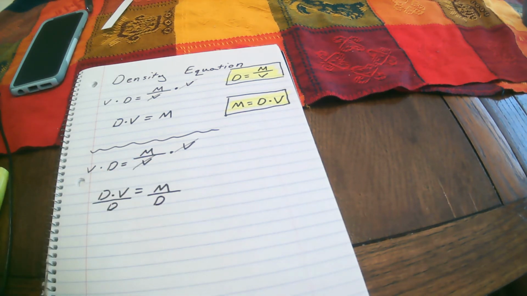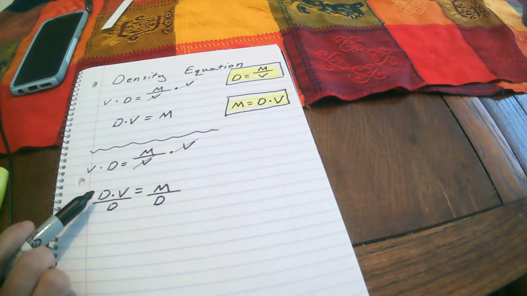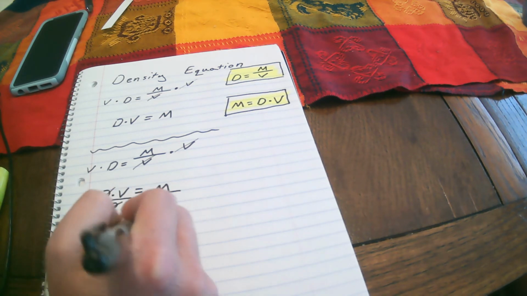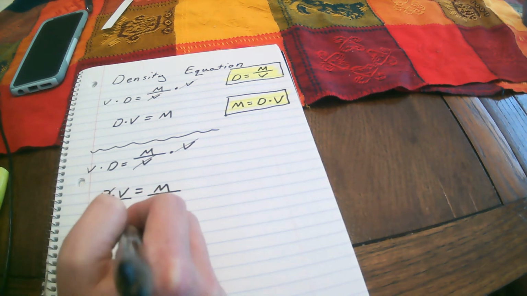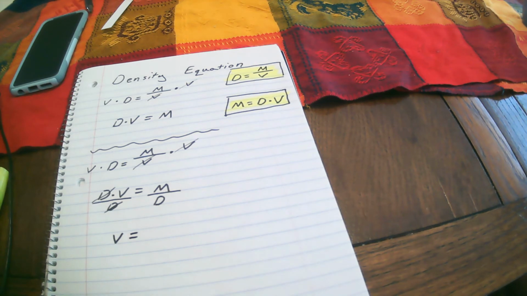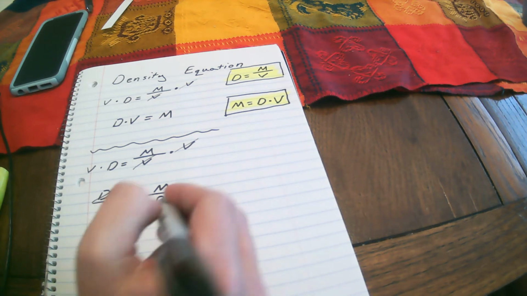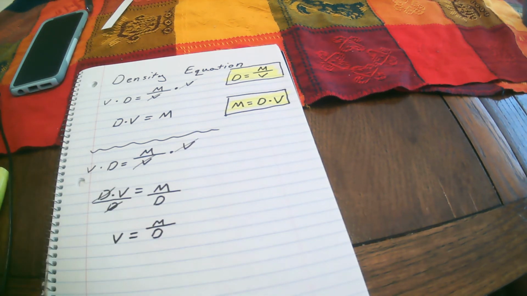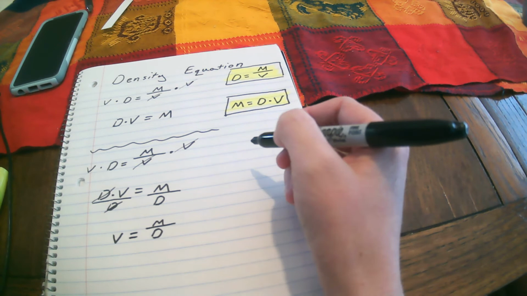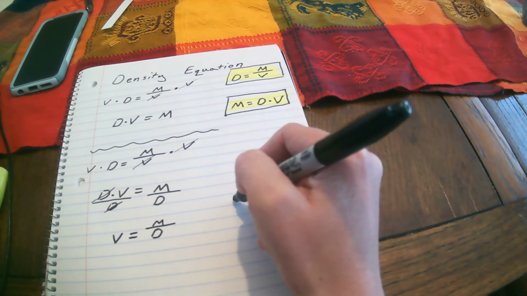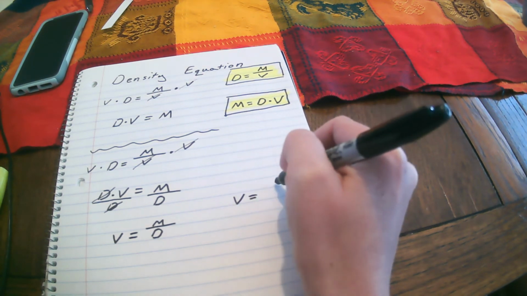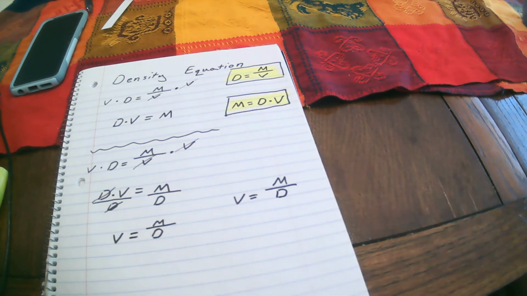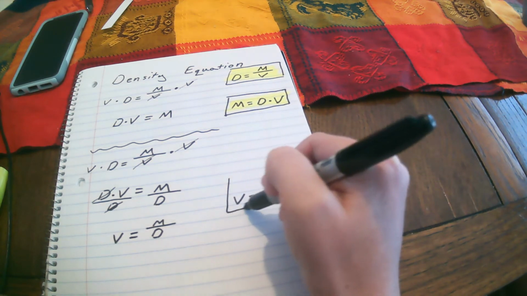And now I'm going to simplify. So on the left side of my equation, the d on the top is the same as the d on the bottom, so these are going to cancel. I'm going to be left with V equals, and mass divided by density is just that, mass divided by density. So that's going to stay the same. This is the third equation that you're going to use, and I'm going to write it over here on the side. Volume equals mass divided by density. I'm going to put a box around this.